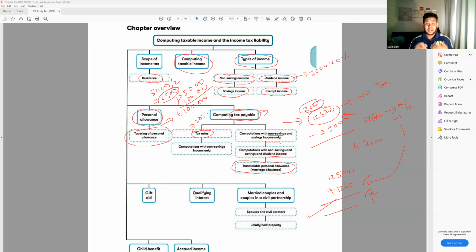So what we understand is, if between husband and wife one person's income is low, then the other person can transfer the 10% to the husband, or between husband and wife, so that one person will pay a little bit less tax. But if both people are earning more than 12,570, it is not helpful, because if you transfer to them, someone will pay more tax. So it is only suitable if one person's earning is low.